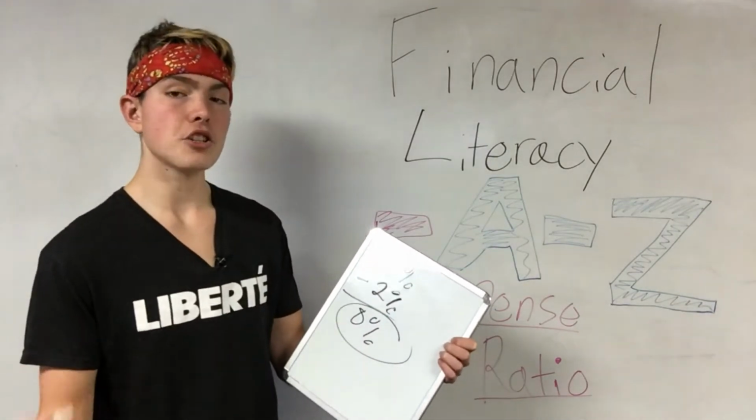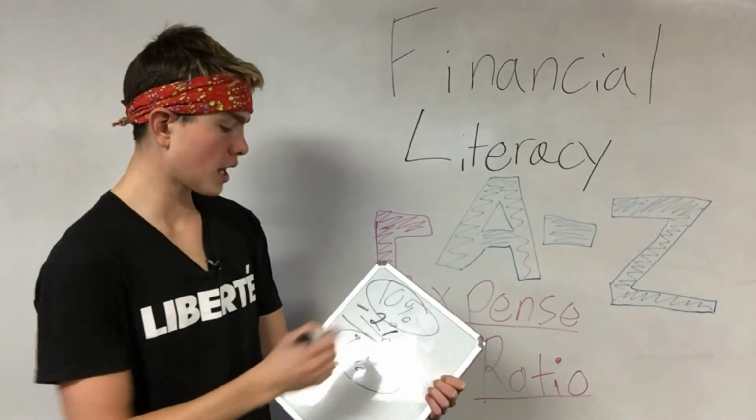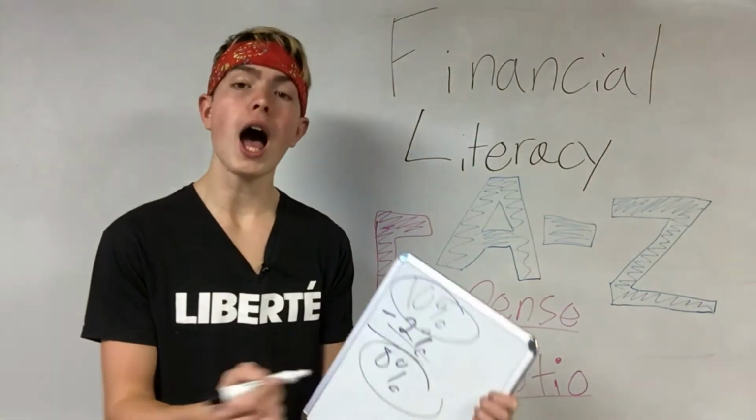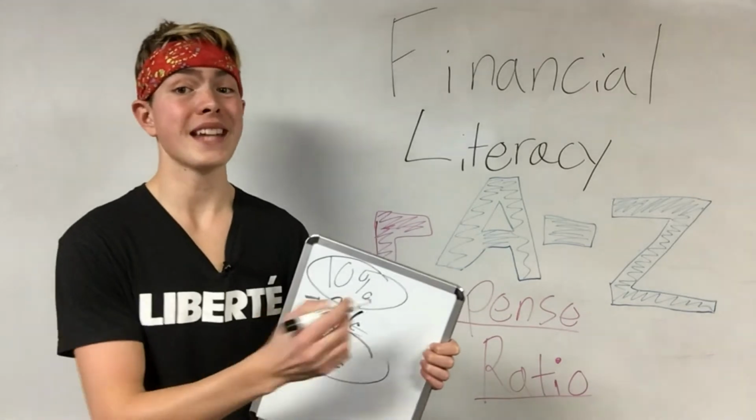So your assets, your stocks, bonds, cash went up in value 10%. Your expense ratio was 2%. So what you see as the investor is you see an 8% return on your investment, even though the assets that you were invested in went up 10%.